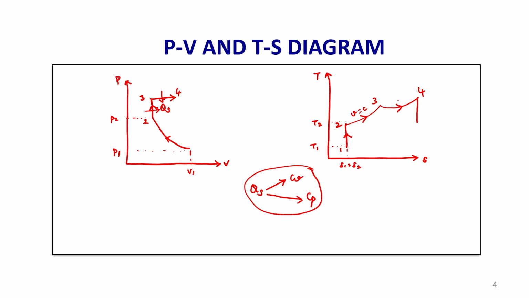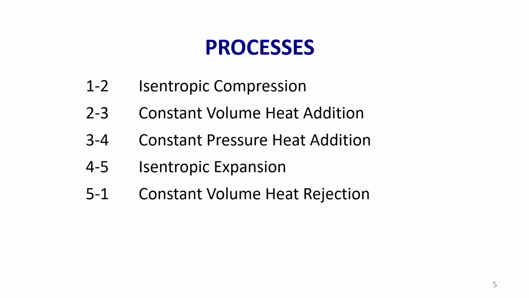Here volume is equal to constant, here pressure is equal to constant. In both these processes, Qs is the amount of heat added. So, there is one heat addition which takes place partially at constant volume and partially at constant pressure. So, this is the next process, 2 to 3. See, both are heat addition processes, constant volume.